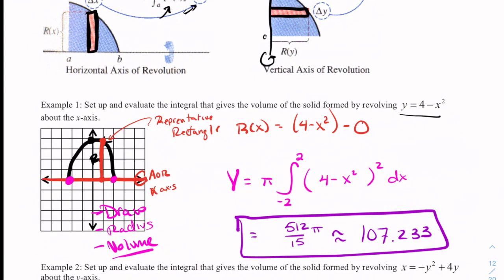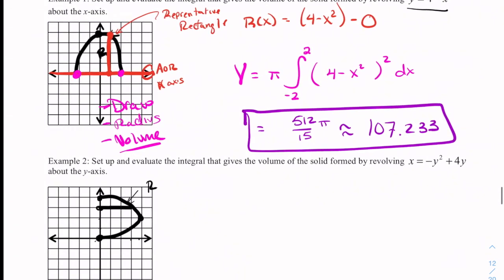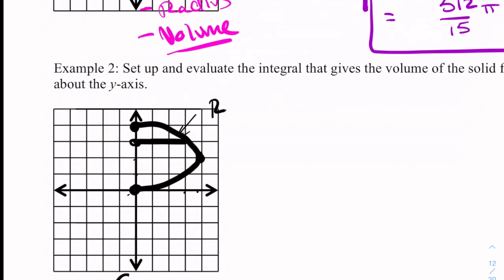What happens if we turn this rectangle on its side? So here we have a second example. Set up and evaluate the integral that gives the volume of the solid formed by revolving x equals -y squared plus 4y about the y-axis. So in this case, we have our y-axis, and that's where our curve is being revolved around.